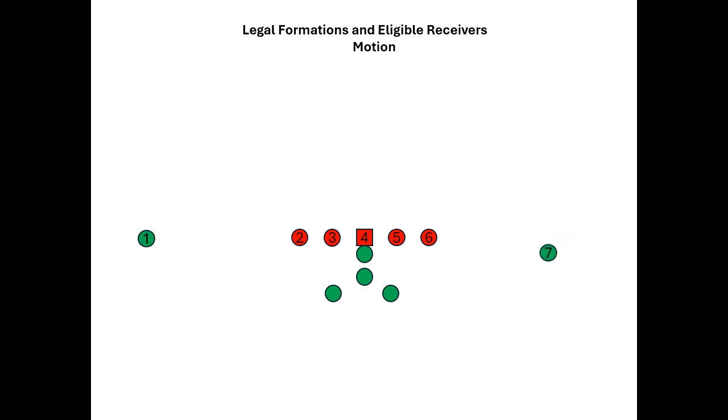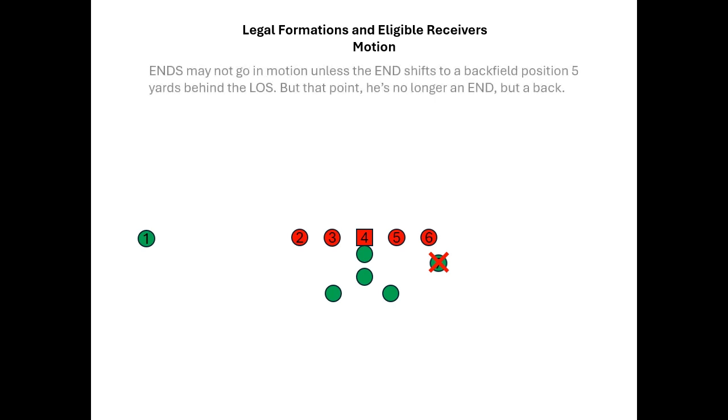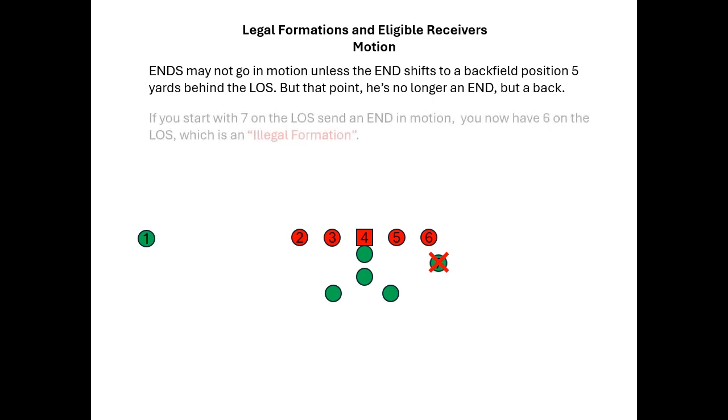Motion. You cannot motion an end. That's not legal. Ends can only go in motion if they shift to the backfield first and are 5 yards behind the line of scrimmage. But at that point, they're no longer an end, but they're a back.